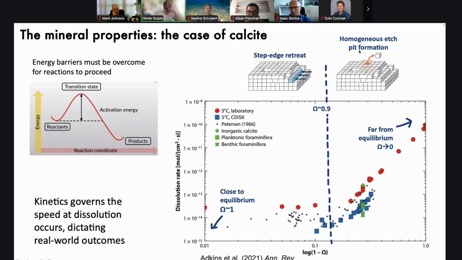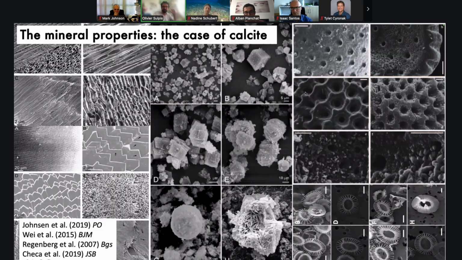Okay, and it's only when omega goes below a certain threshold value of about 0.9, so after the seawater is highly undersaturated, that we can switch to other dissolution mechanisms, such as this one, the formation of homogeneous etch pits. So here dissolution can happen everywhere. There is so much energy, even in the middle of a crystal face. Now that was for the theory.